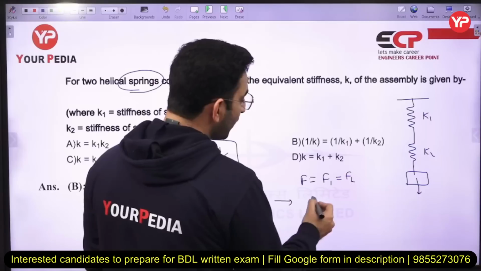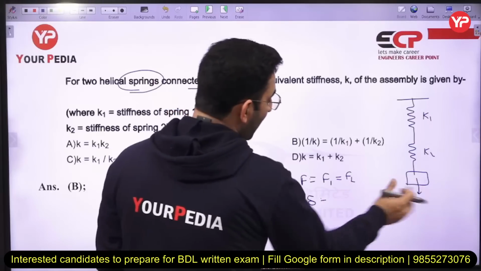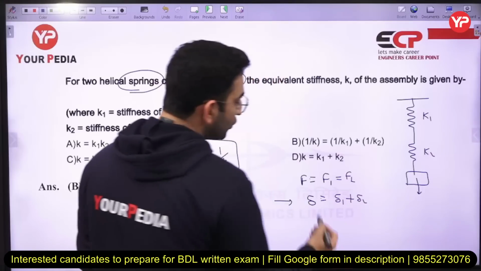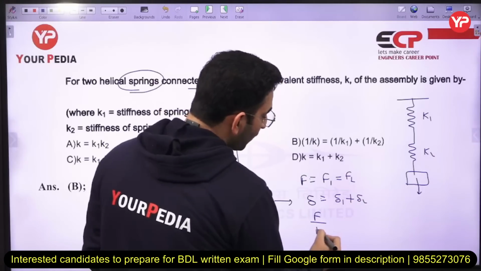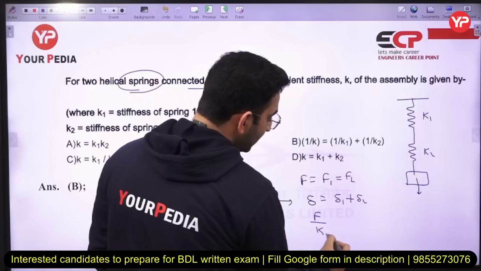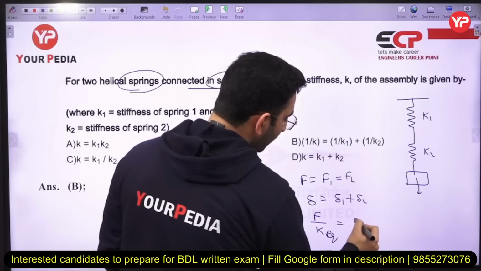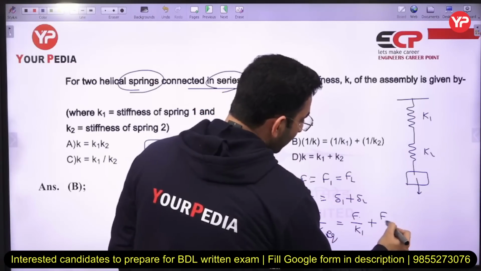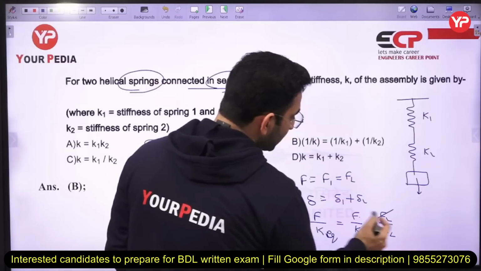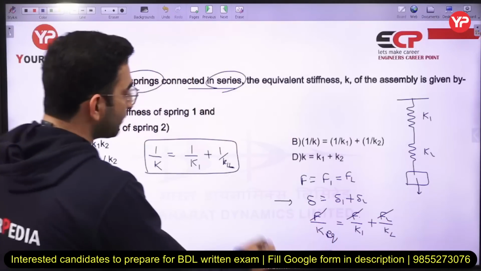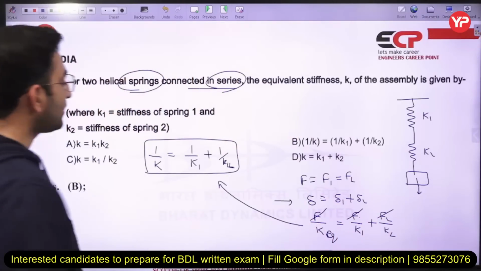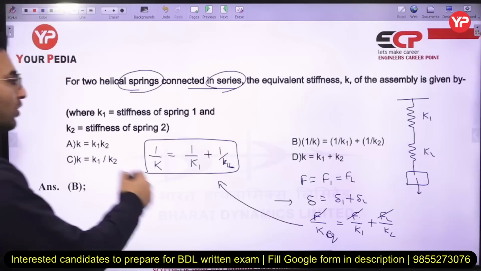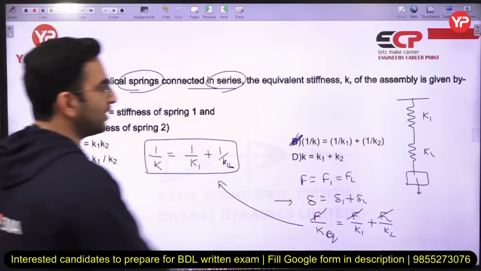We can say the corresponding total deflection of the mass is equal to deflection of spring number 1 plus deflection of spring number 2. So the force upon the total stiffness, or the equivalent stiffness, is equal to F1 by K1 plus F2 by K2. You can simply cancel out the force, and you will get the expression: equivalent stiffness is 1 by K1 plus 1 by K2. Okay, so option number B is the correct answer in this case.